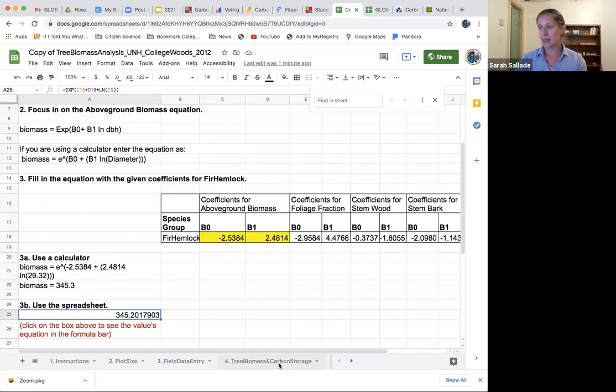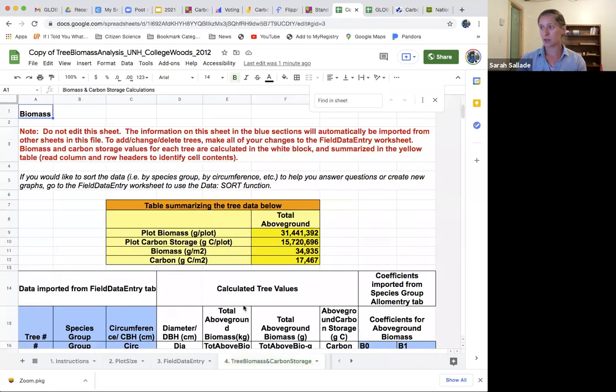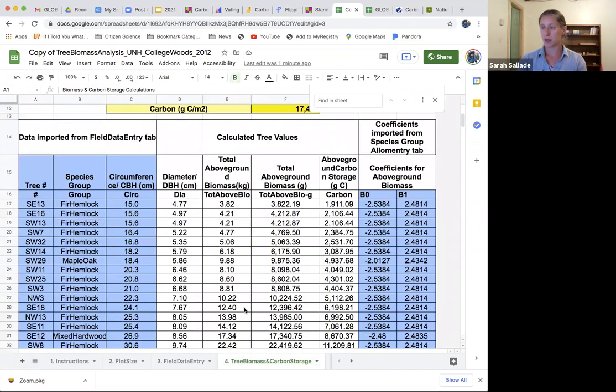So let's go back and look at our actual data. We'll come to the table summary in just a moment. So this is all your data in here. This is your original field data entry stuff that's just imported from the previous page, tab 3. Here is your calculated diameter. So that's your circumference divided by pi.